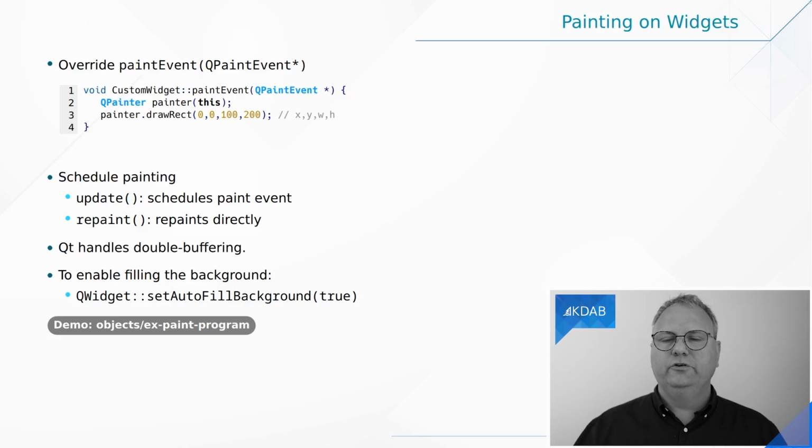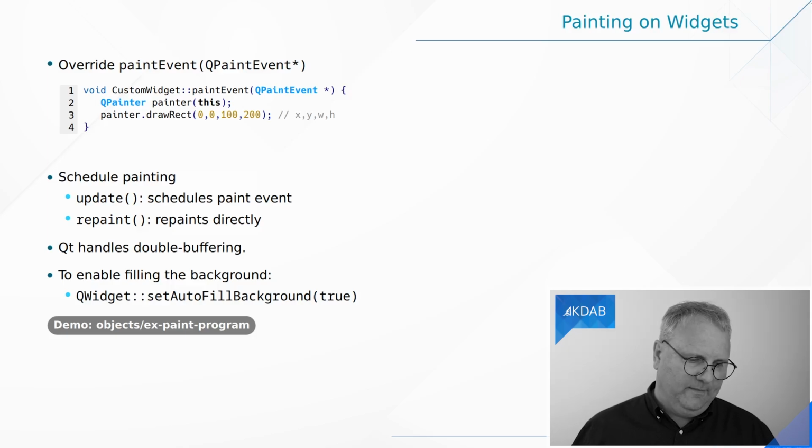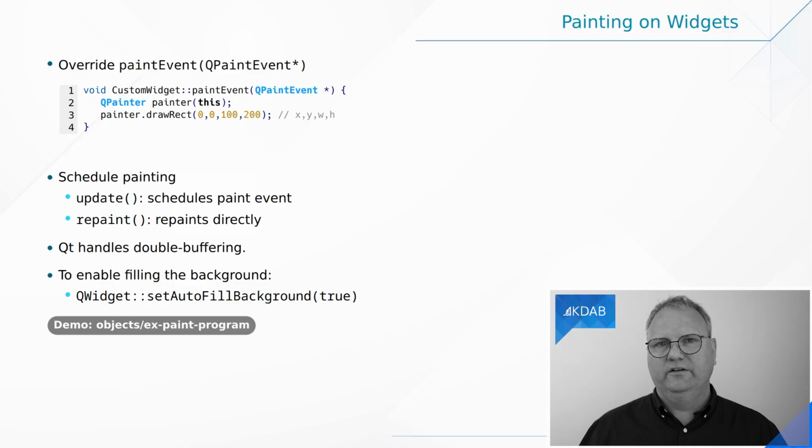What you really do is that you do all your painting off screen, and then Qt takes those pixels and puts them onto the screen so that that flickering doesn't happen. One thing that you need to be aware of when you paint to widgets is that widgets by default are transparent. So if you want to paint to a widget as the background color, then you need to call setAutoFillBackground. And that's it. Let's head over and see the example once again.